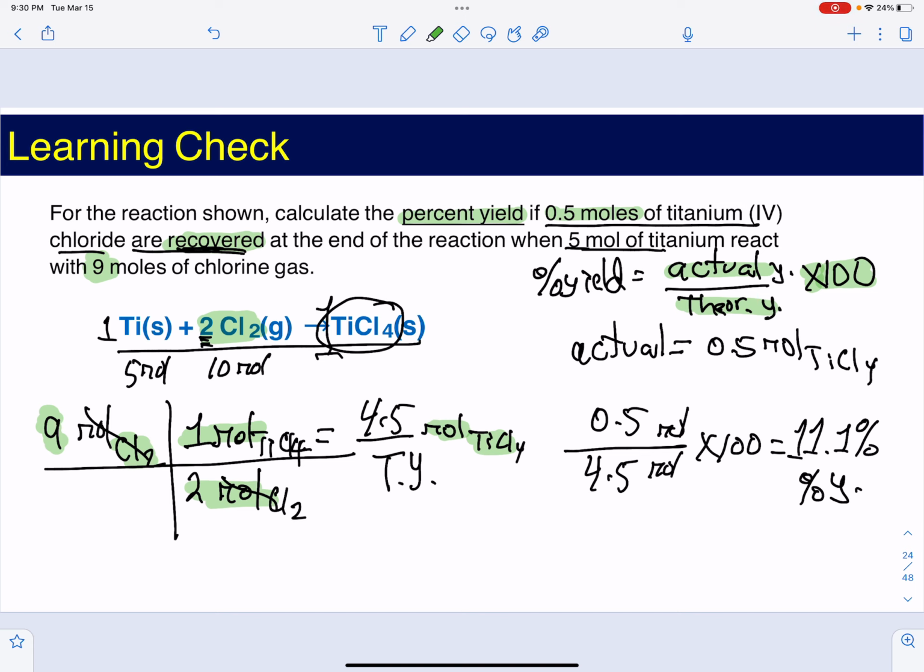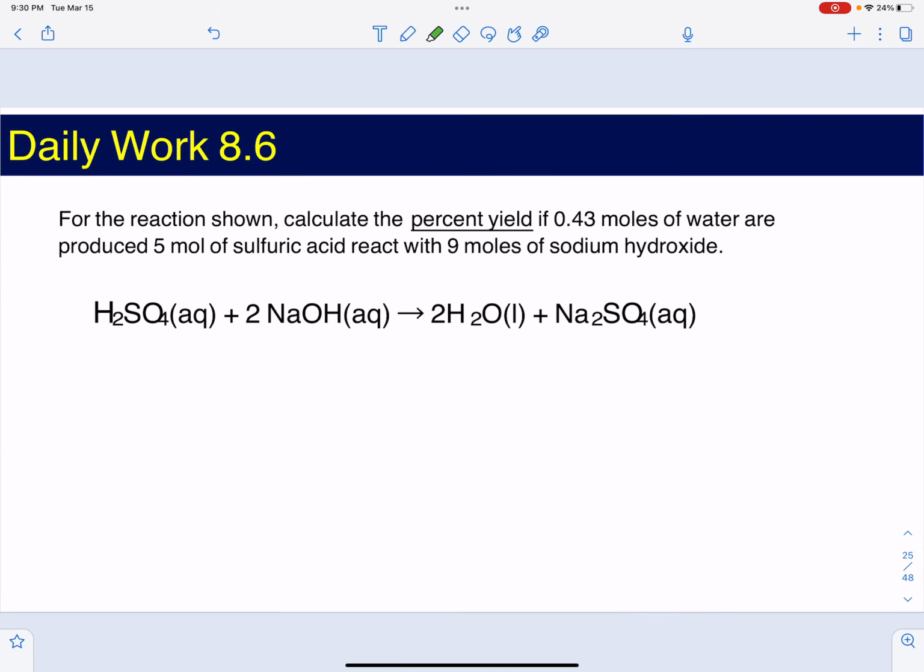So not too difficult, but it can be confusing at first when you're learning it. So make sure you practice and send questions my way. There's also a lot of good tutorial videos posted in Canvas to understand this better. And with that in mind, you should be able to do this daily work now. You're looking for the percent yield.